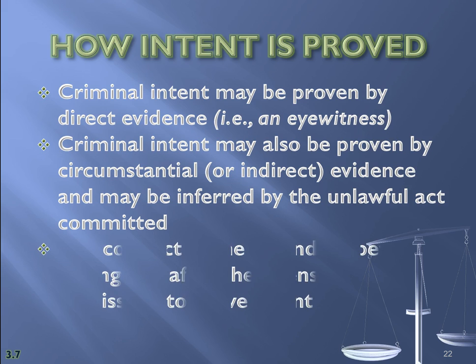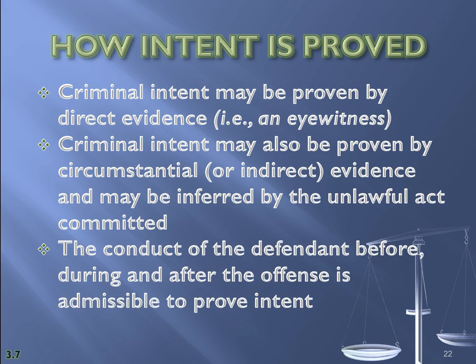So now that we know the three different types of intent, how do we prove it? How is intent proved? Well, criminal intent, general, specific, transferred, the ones that we've been talking about, may be proven by circumstantial evidence and may be inferred from the manner in which the unlawful act was committed. Intent, all three of those types, may also be proven by direct evidence, such as words spoken by the defendant or by the circumstances surrounding the crime.